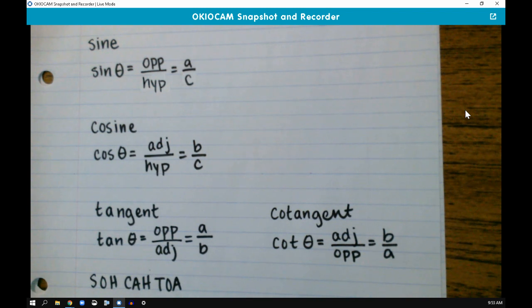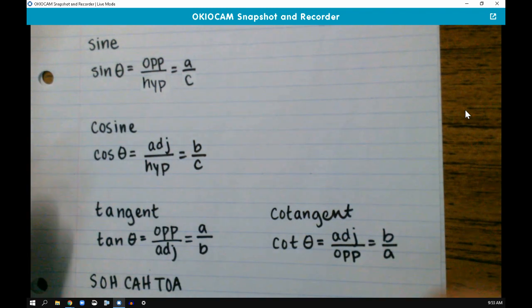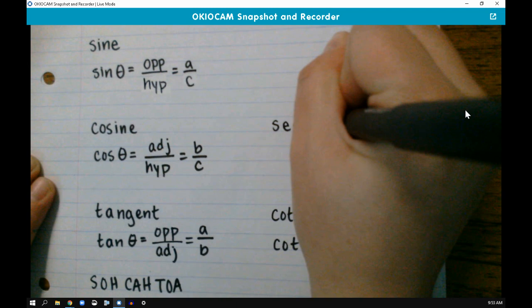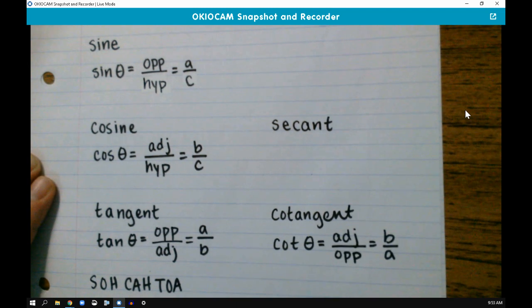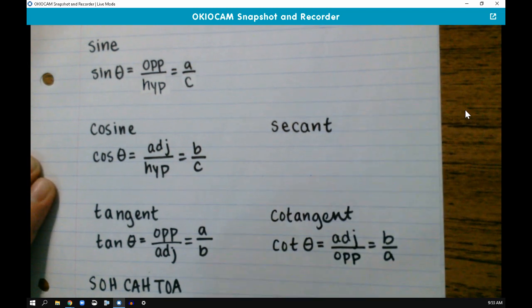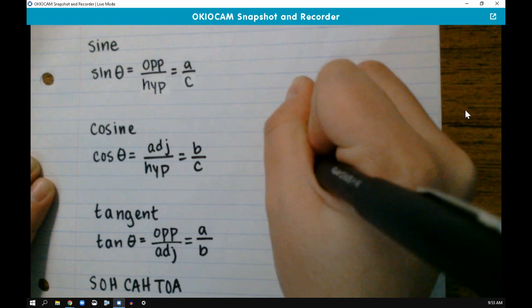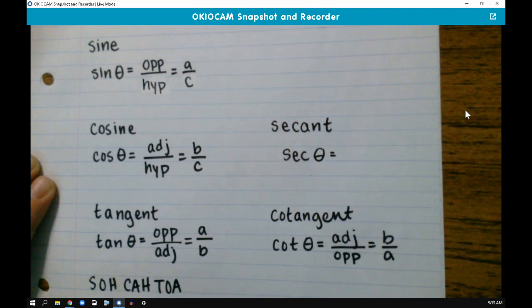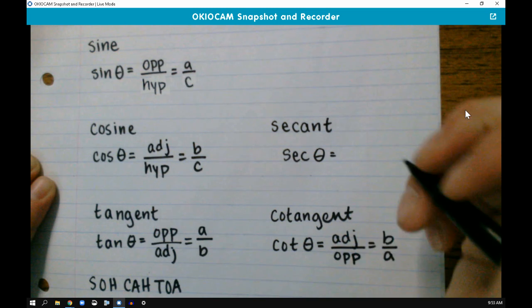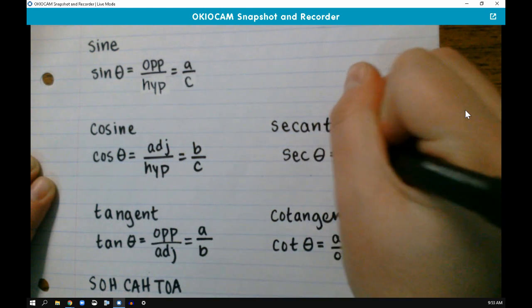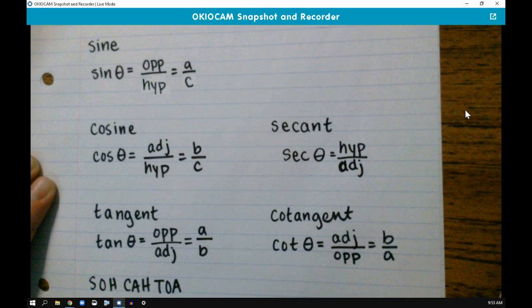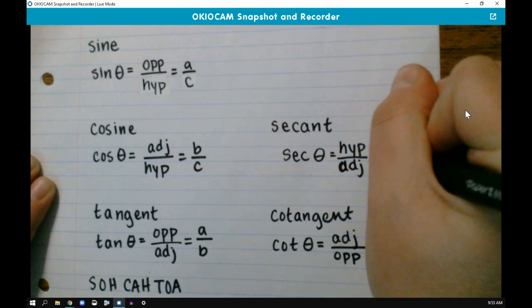The reciprocal of cosine is secant. Secant's abbreviation is SEC. And since it's the reciprocal of cosine, secant is our hypotenuse over adjacent, which would be C over B.